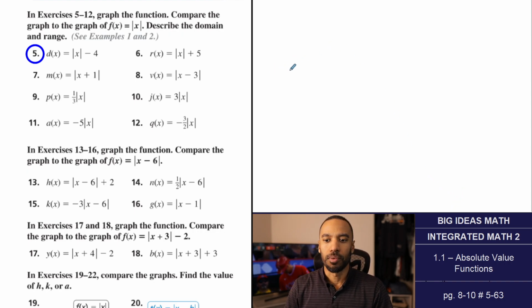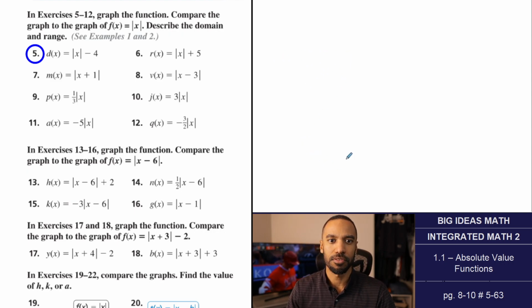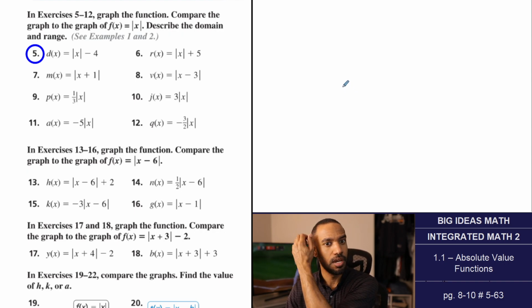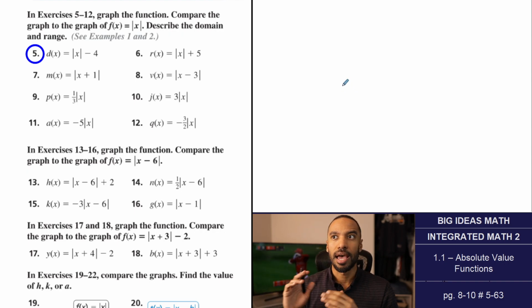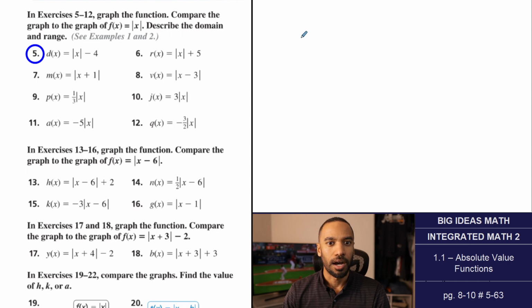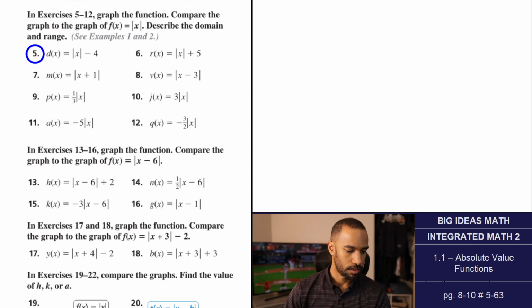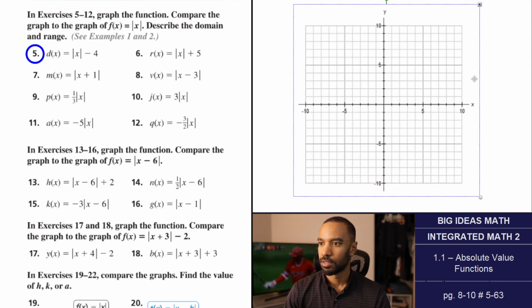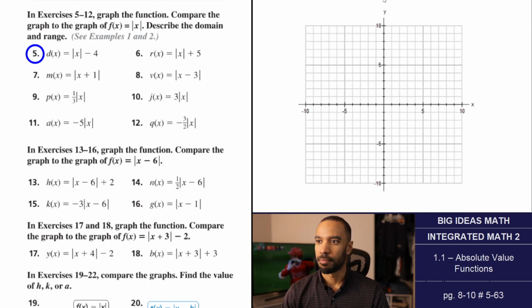Okay, so this number 5, as we start off: graph the function, compare the graph to the graph of f of x equals absolute value of x, the original parent function, describe the domain and range. Now, we'll do that. Okay, so for number 5 here, we got to graph them. So I'm going to pull out this guy. Guess I got to do this for all of them.